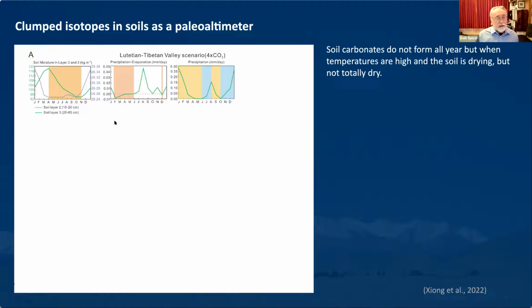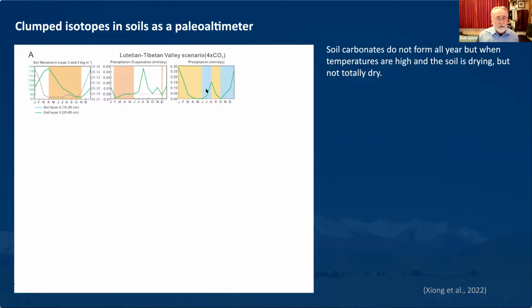So what we did, we used a climate model with a Lutetian Tibetan Valley scenario here to examine what the drying regime was of the soil at the depth at which the soil carbonates form, or are sampled rather, which is 40 centimeters. So we find here that from April through to October, basically, or November actually, we have a drying of the soil at depth, driven by precipitation evaporation ratio, which is negative between February and June.